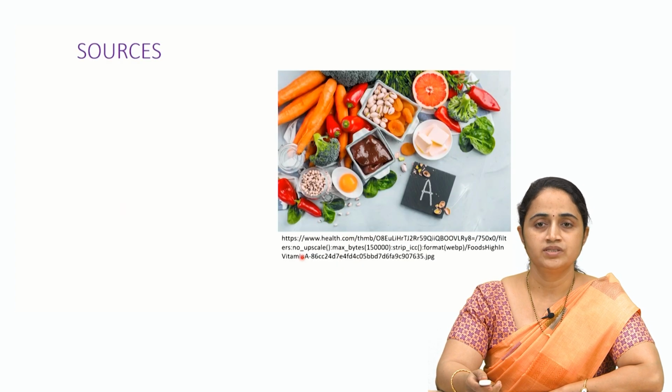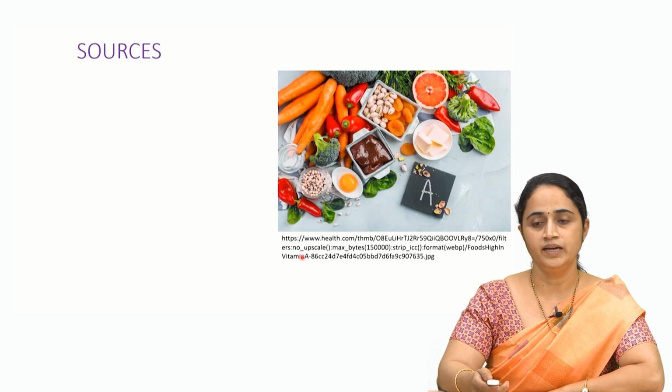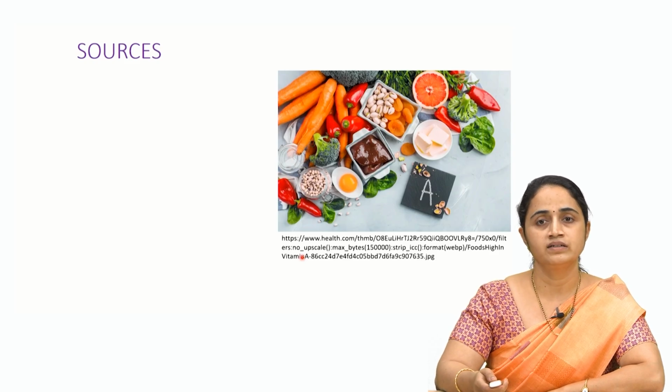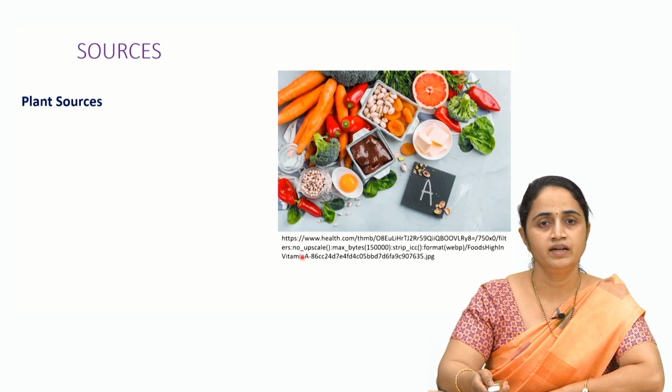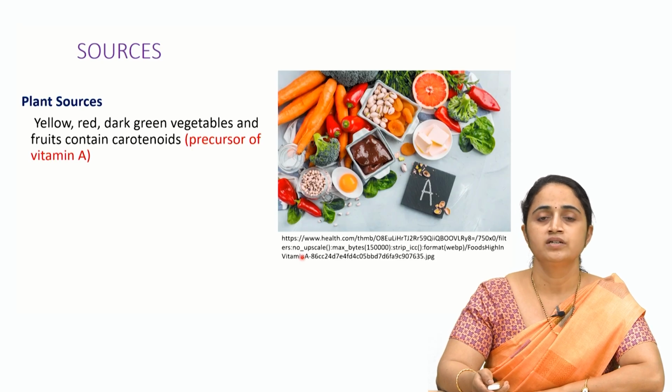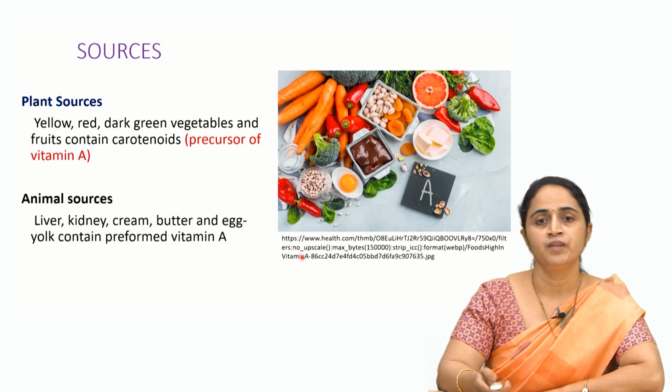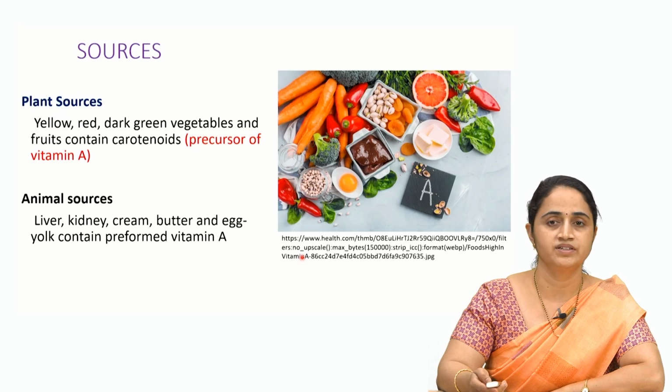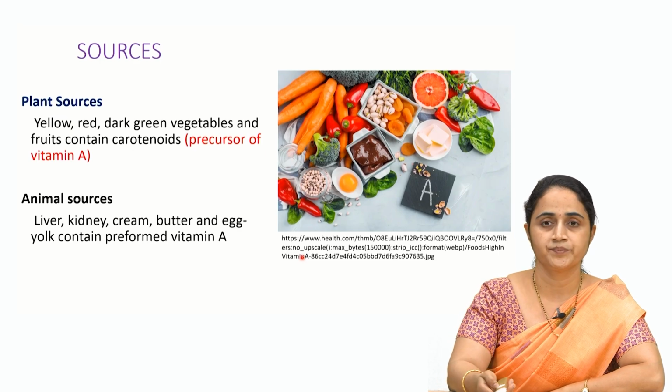So, these are the sources which richly contain vitamin A. You can see here dark colored leafy vegetables, green, orange, yellow colored vegetables are the rich sources of vitamin A. So, plant sources are dark colored leafy vegetables or green vegetables. Fruits and other plant sources have rich sources of vitamin A. Along with that, you can see some animal sources also. Liver, kidney, butter, egg yolk, they also have sufficient quantities of vitamin A.